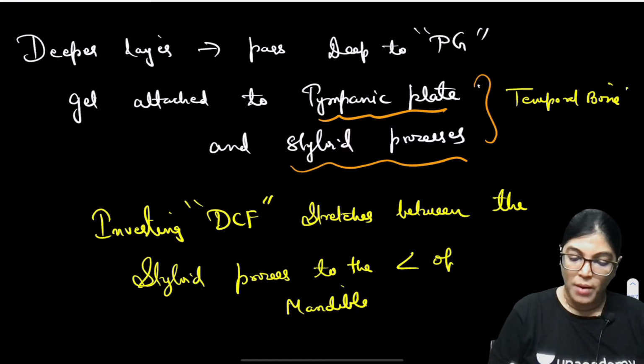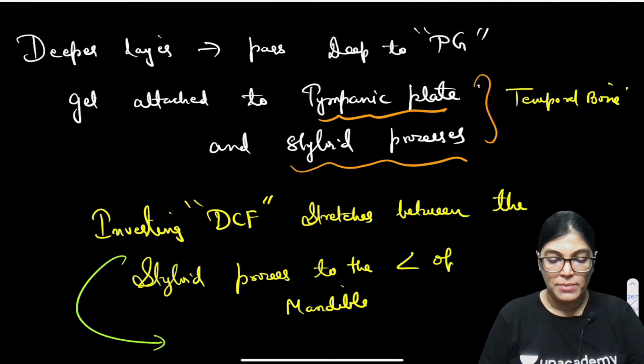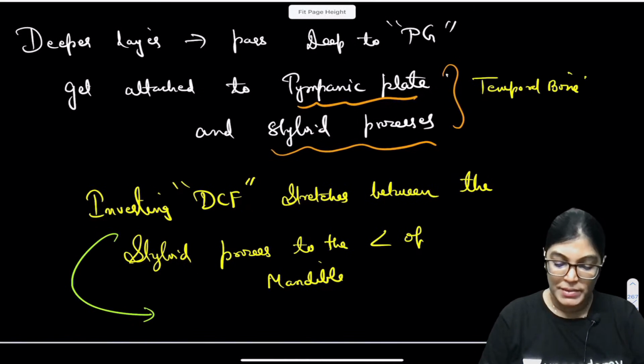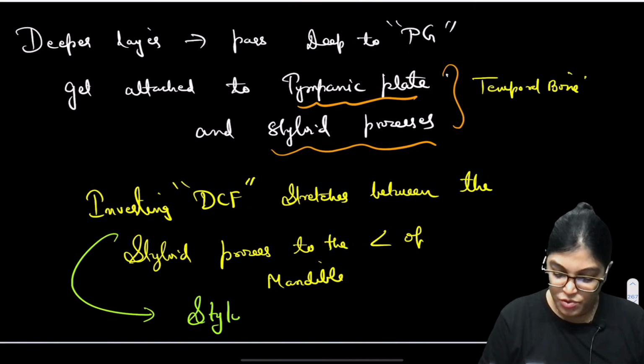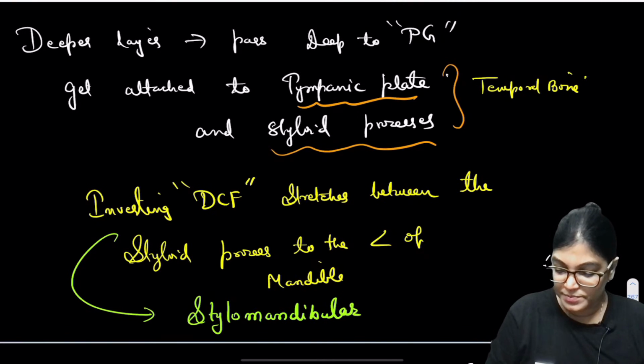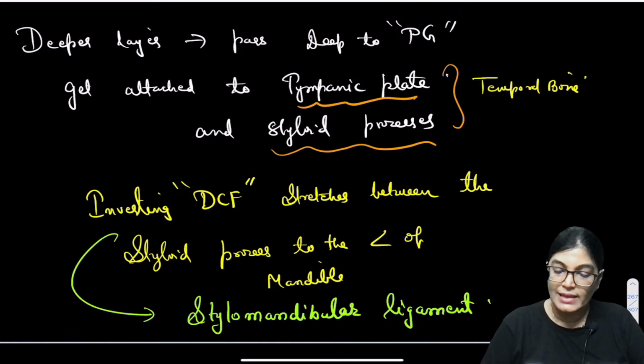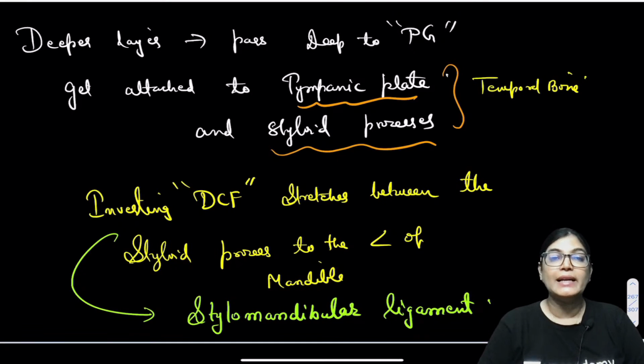And what is it forming? So the next point is, what is it forming? It is forming which ligament, my dear aspirants? It is forming stylomandibular ligament. This stylomandibular ligament is separating which two structures? It is separating two glands, that is parotid gland and submandibular gland.